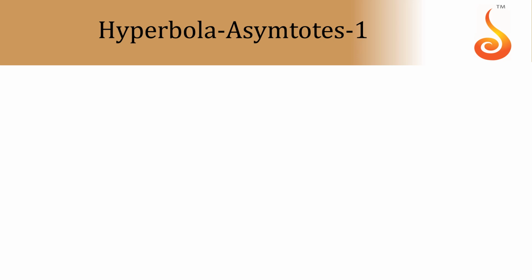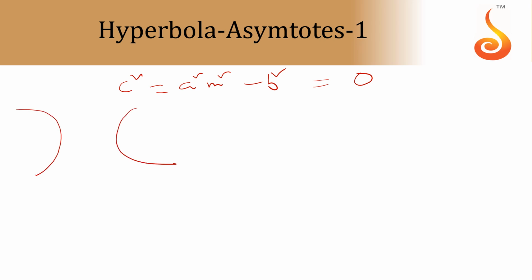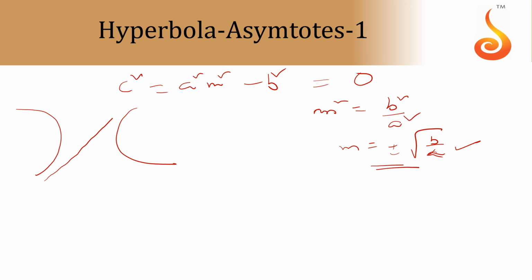Now if you observe, the condition for tangents is c square equals a square m square minus b square. Suppose c equal to 0, means for the hyperbola there is a line which is passing through origin, what happens? Then m square will be equal to b square by a square. Then m will be plus or minus root b by a. Means there exist two m values for which the line which passes through origin will be a tangent to the hyperbola which never meets the hyperbola.